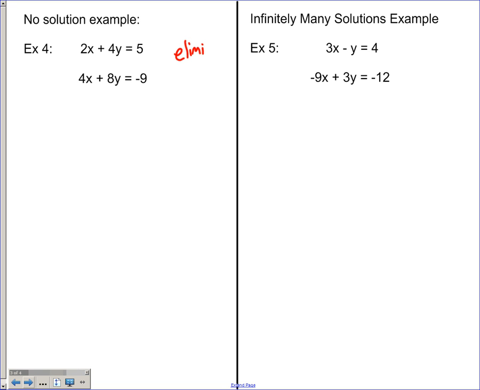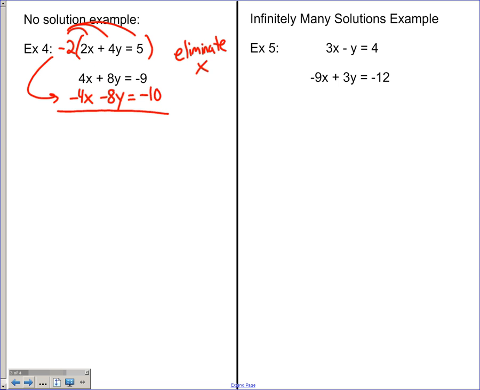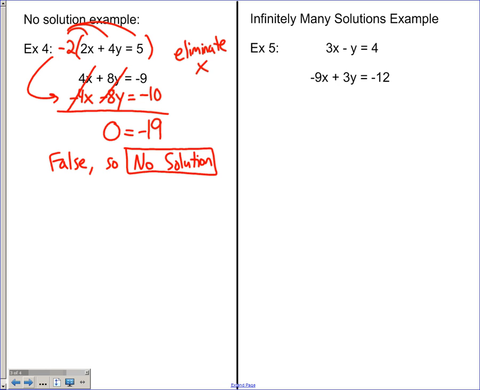So here in this first example, I see a 2x and I see a 4x. So I'm going to eliminate x by multiplying the top equation by negative 2. So when I distribute that through, it gives me negative 4x minus 8y equals negative 10. Add those up, the x's go away, the y's go away, so my left-hand side is just 0. And my right-hand side is negative 9 plus negative 10, which is negative 19. So this is a false statement. Therefore, there's no solution to this system. They have to be parallel lines.